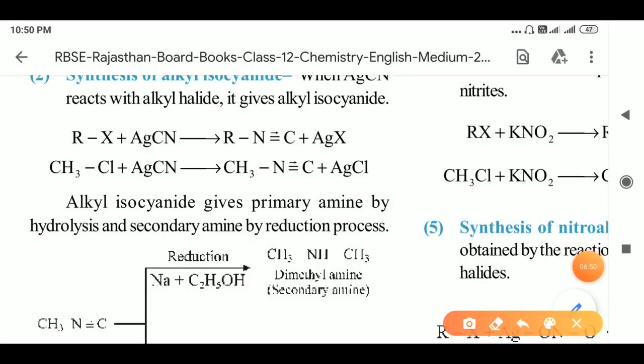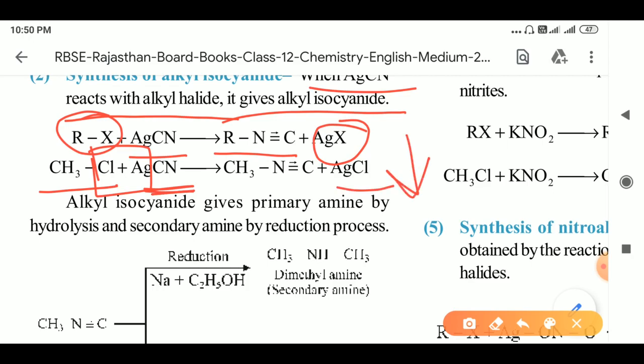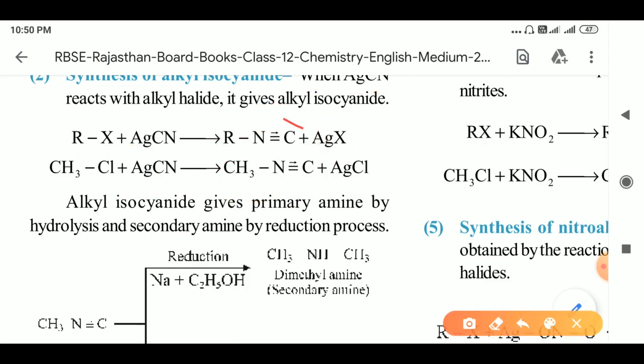Now, when AgCN reacts with an alkyl halide, it gives alkyl isocyanide. Silver cyanide, AgCN, reacts with RX, it gives RNC, and AgX is removed. That means when methyl chloride CH3Cl reacts with AgCN, a white precipitate of AgCl is obtained and CH3NC is obtained. The main compound is CH3NC, the alkyl isocyanide.